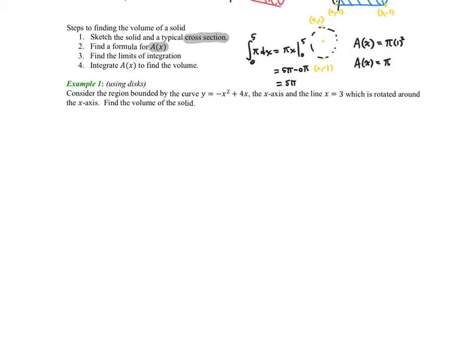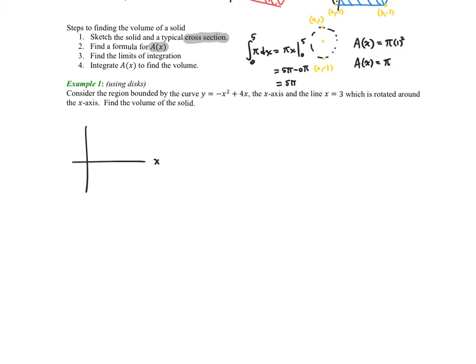Consider the region bounded by the curve y equals negative x squared plus 4x, the x-axis, and the line x equals 3, rotated around the x-axis. Okay, so let's do a quick sketch. Step 1 is sketch the solid.